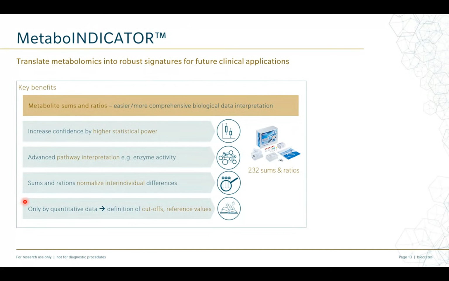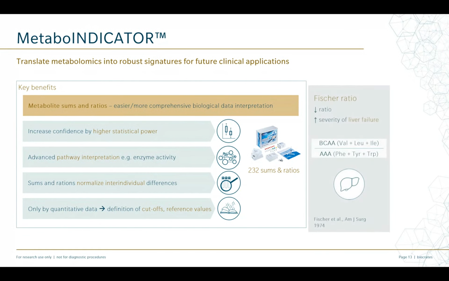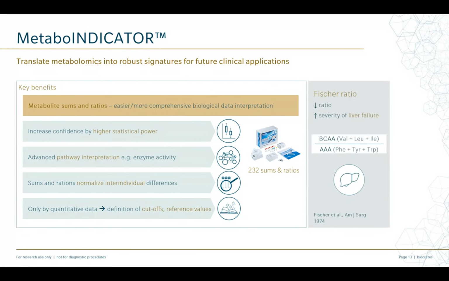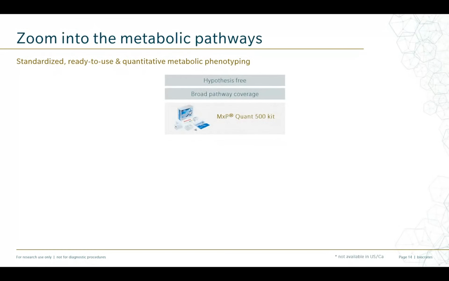Quantitative analysis is the key to success of biomarker signatures, to develop them into future clinical application, and to develop reference ranges and biomarker cutoffs. The Fisher ratio, based on branched-chain amino acids and aromatic amino acids, is an example for MetaboINDICATOR in blood for liver failure severity. The presented Quant 500 kit is the approach of choice to develop and to validate your hypothesis.